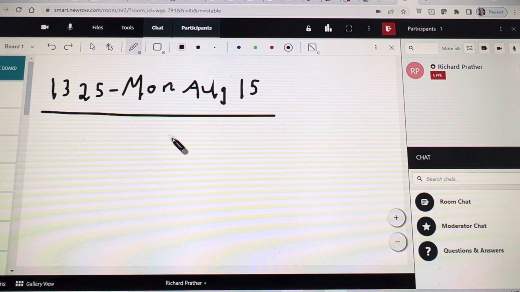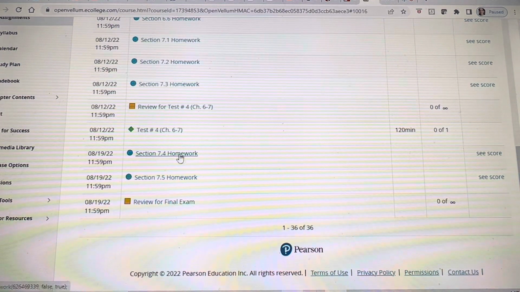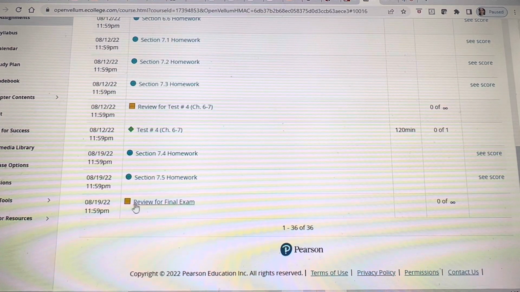We are up to Monday, August 15th for Math 1325, and we're going to be working on sections 7.4 and 7.5 today, and that's the end of the homework portion of the class. The final exam will appear here on Thursday and Friday, and everything for this week is due Friday, August 19th.